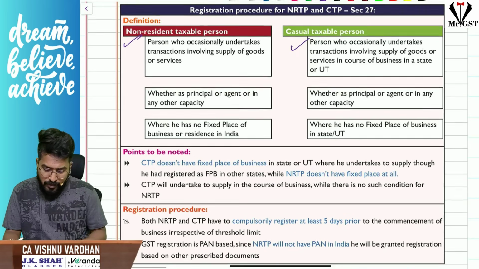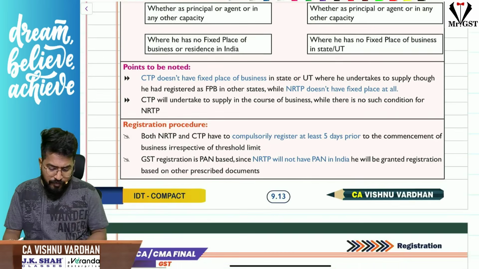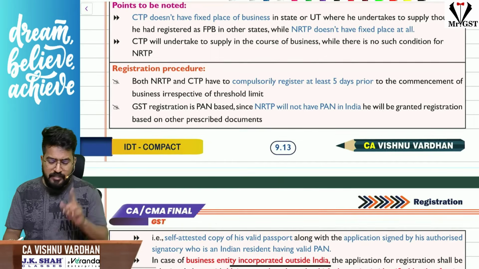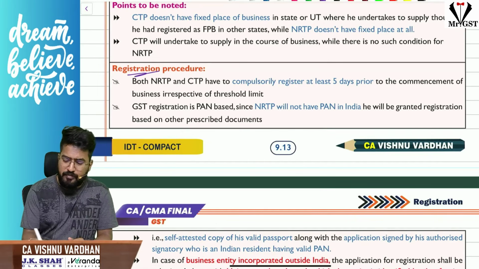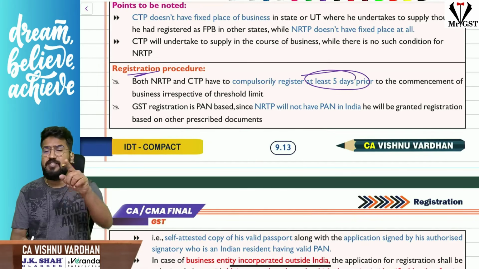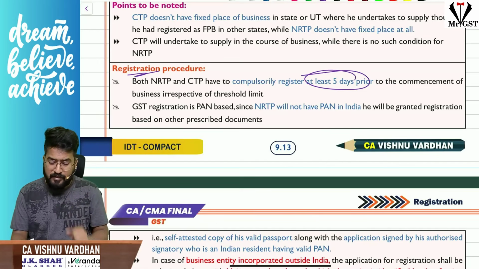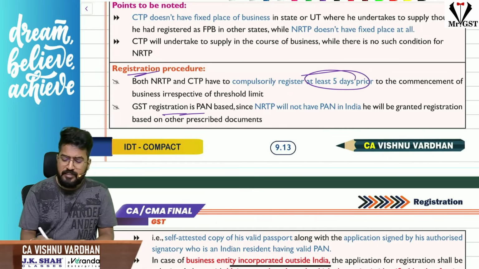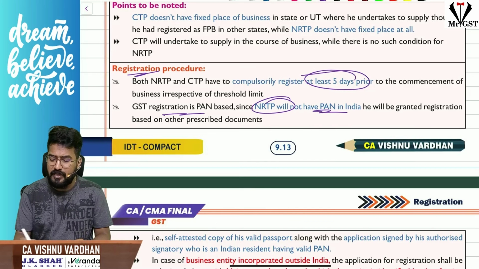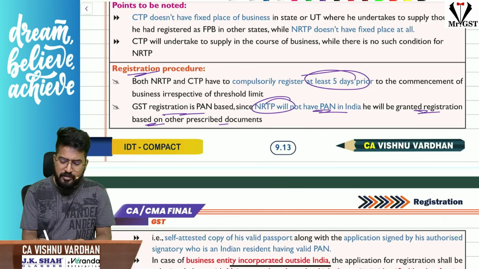Now coming to the registration procedure. As we have already seen, they should apply for registration at least 5 days prior to the commencement of the business. That is a different point for them. And GST registration is PAN based, but an NRTP will not have a PAN in India. You will get the registration based on other prescribed documents.